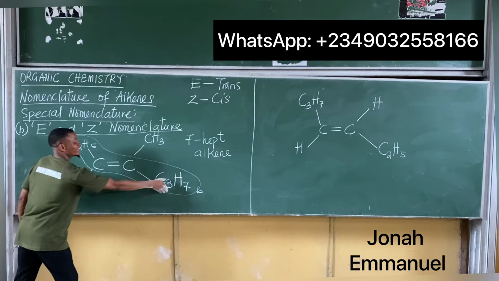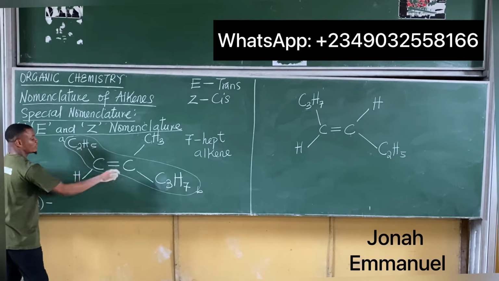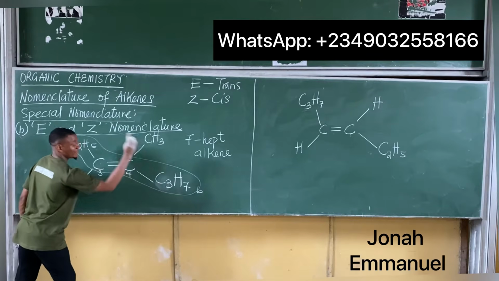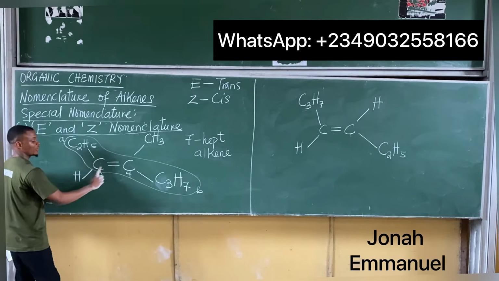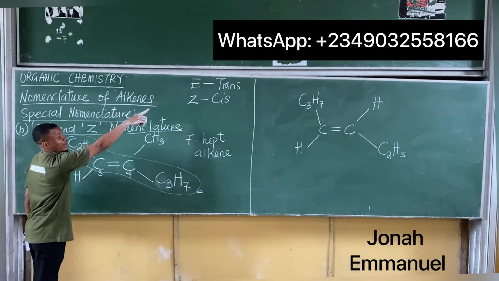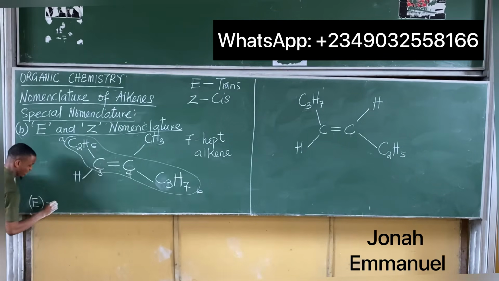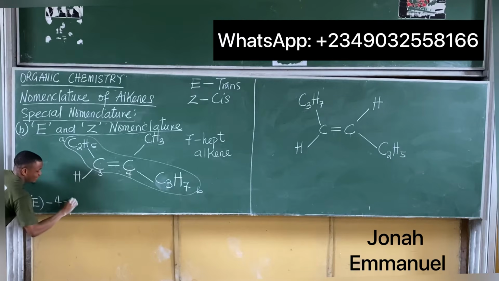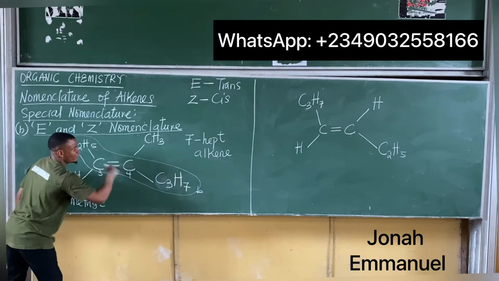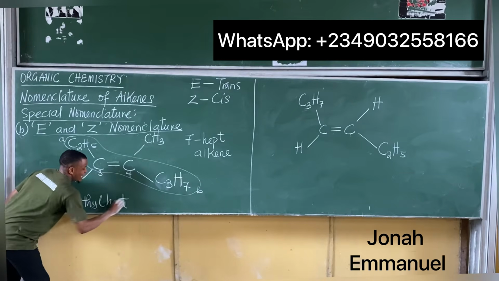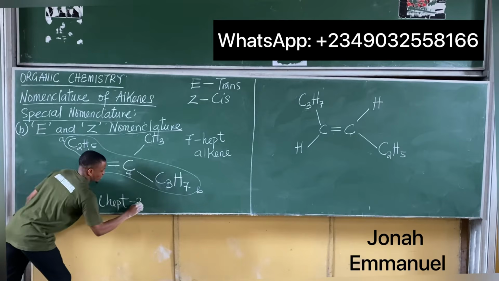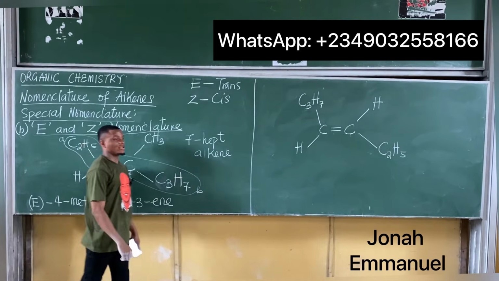From B to A, I have 3, 4. The smaller one is A to B. So I'm having 1, 2, 3, 4, 5, 6, 7. Please, 1, 2, 3, 4, 5, 6, 7. So this now becomes E, because E is the trans equivalent. So E, 4 for the substituent methyl, methyl, 7 is what there? Hept what? Hept-3-ene. That's how you name this.